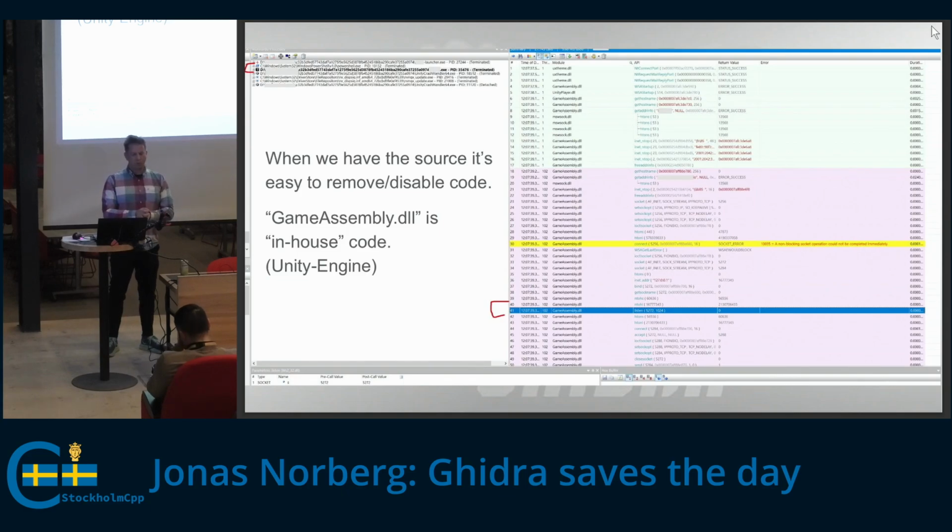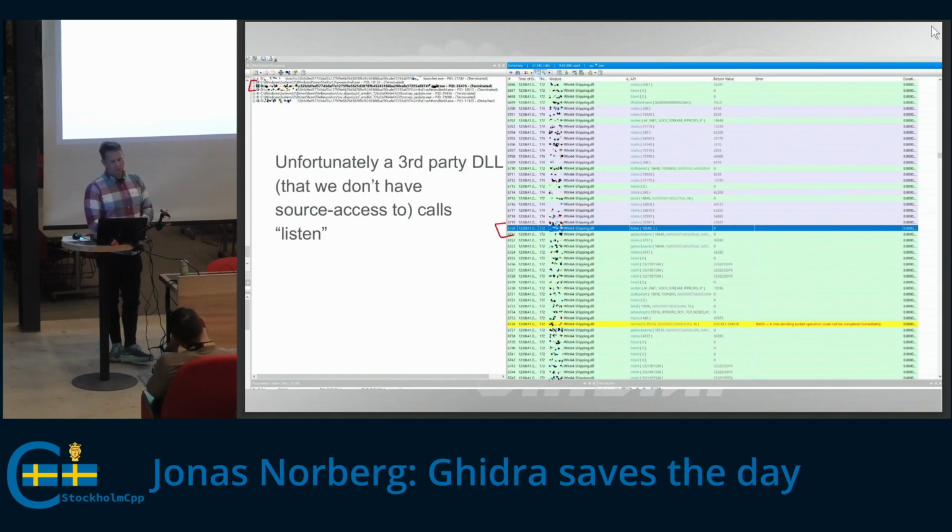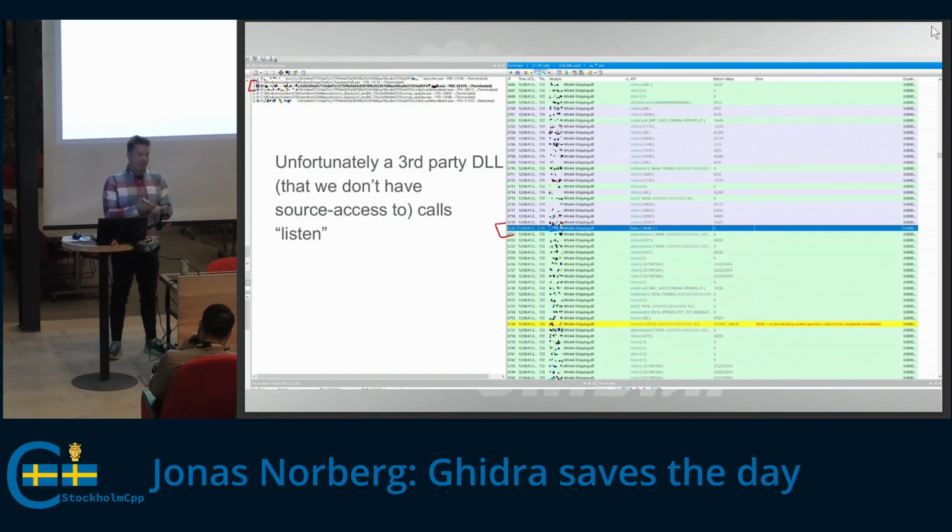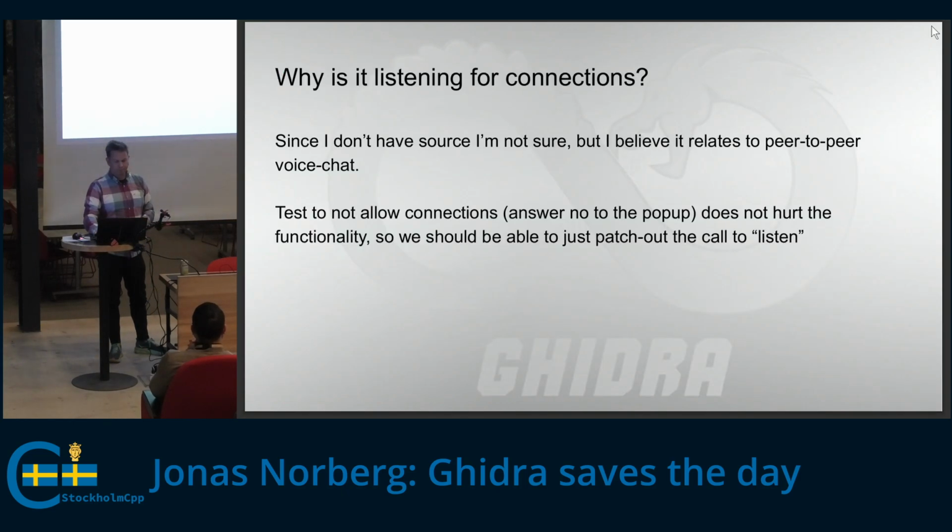And this is pretty straightforward if it's our code. And I don't know if it's very visible, but it says game assembly.dll, and that's basically all your code. If you write a game in Unity, most of your code will be in game assembly.dll. And what I noticed was that at least one third-party DLL that we didn't have source access to was also doing this, basically opening up ports and listening to them. And we couldn't find any options or any way to ask it not to, because we didn't really know what it was doing or what it was trying to do.